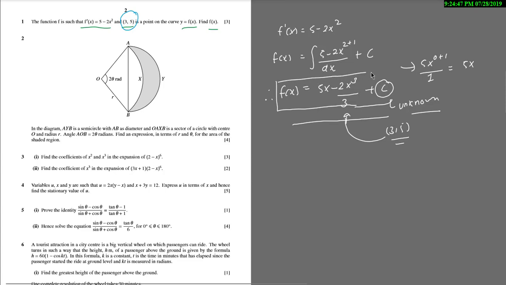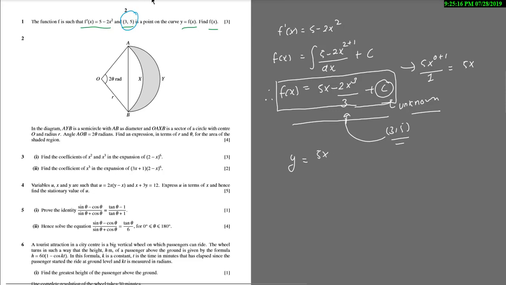When we think about it, it's going to be a cubic equation, because there is a power of 3. To find c, we put in the value of (3, 5). 3 goes in the place of x, and 5 goes in the place of y. So f(x) is generally y.